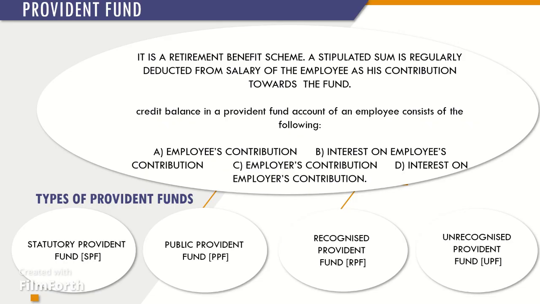Thus, the credit balance in a provident fund account of an employee consists of the following: employee's contribution, interest on employee's contribution, employer's contribution, interest on employer's contribution. The accumulated balance is paid to the employee at the time of his retirement or resignation. In the case of death of the employee, the same is paid to his legal heirs. The Provident Fund represents an important source of small savings available to the government. Hence, the Income Tax Act gives certain deductions on savings in a Provident Fund account.